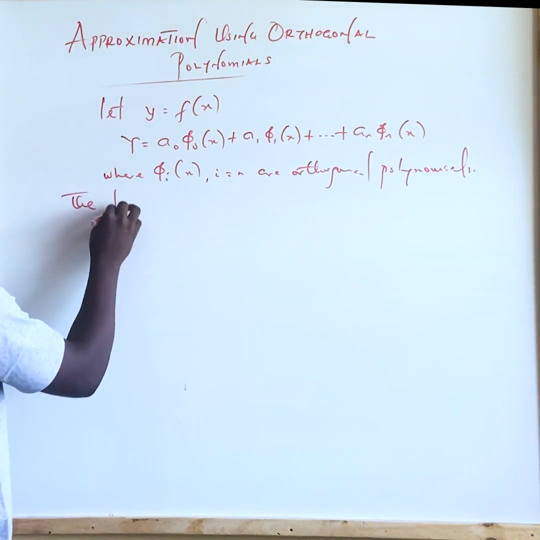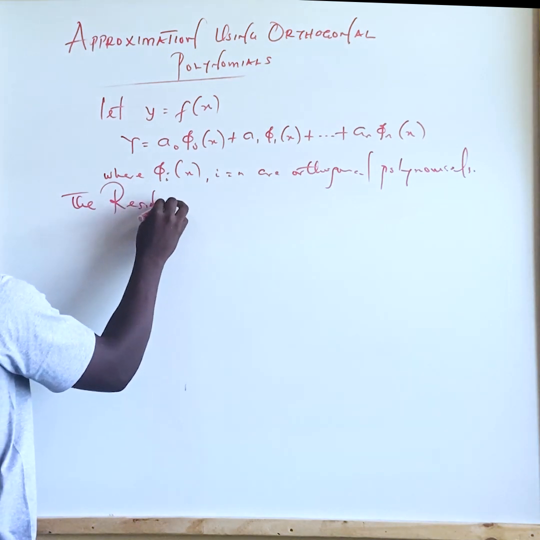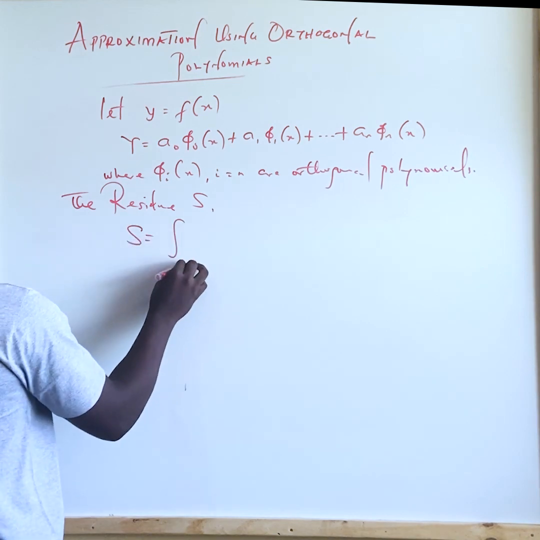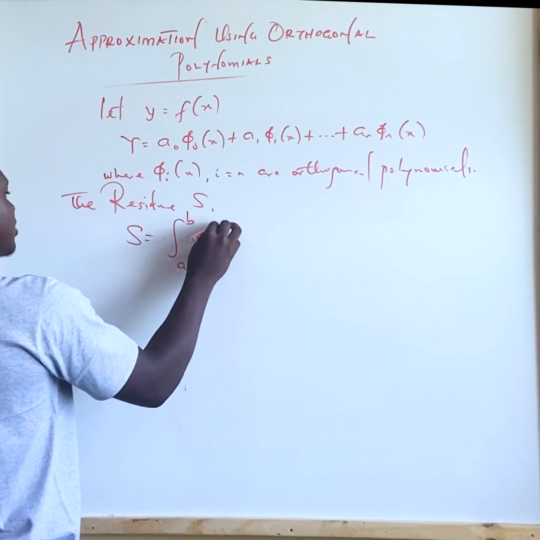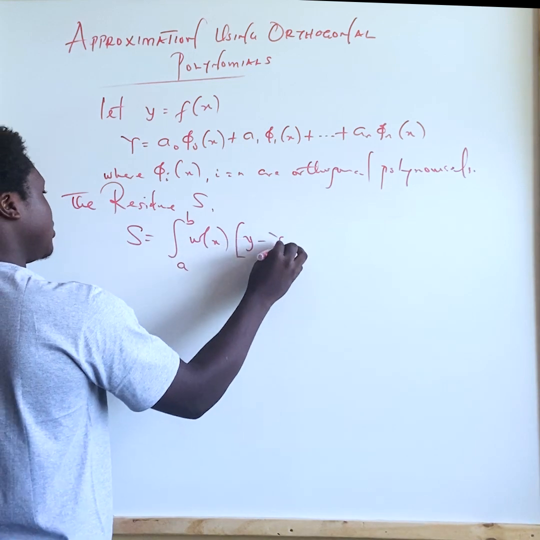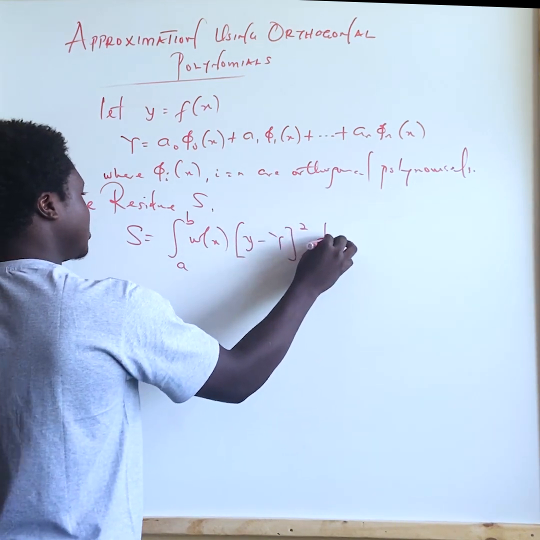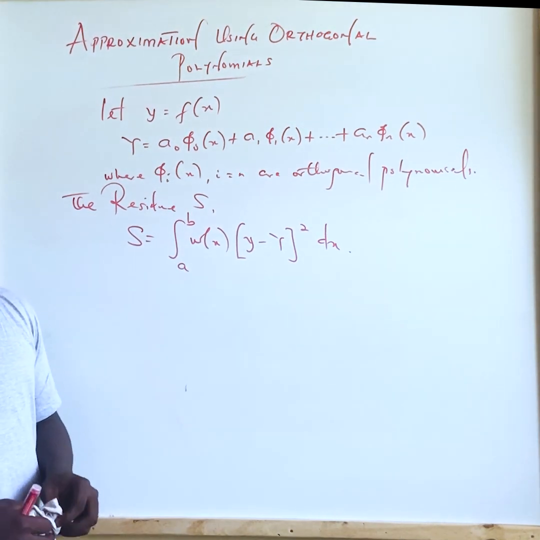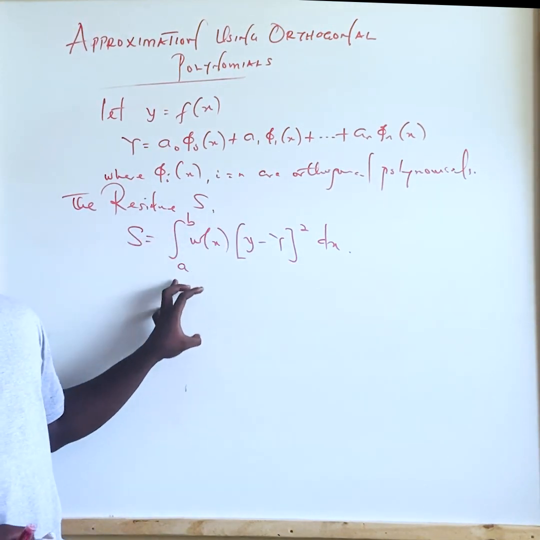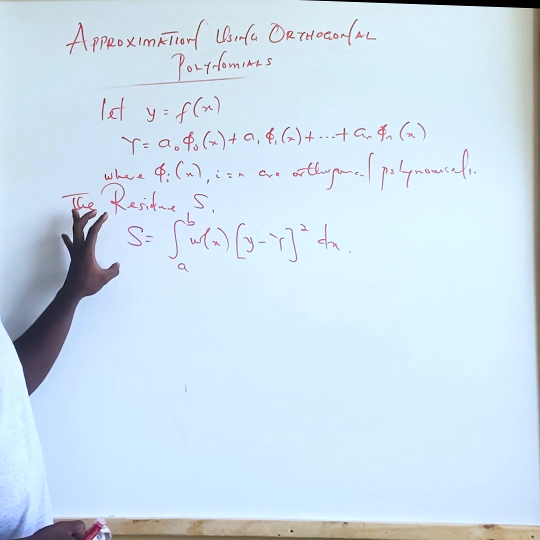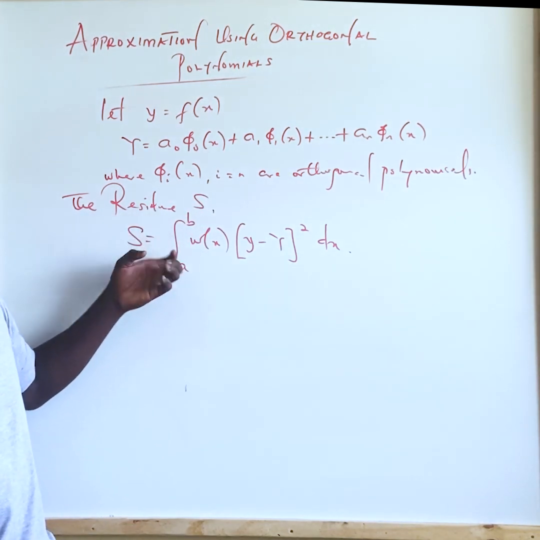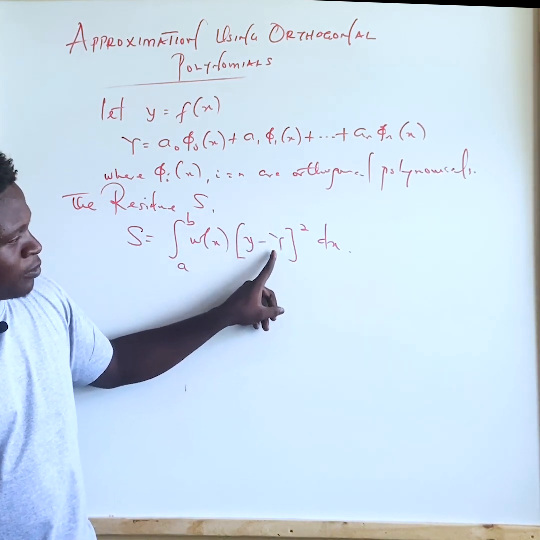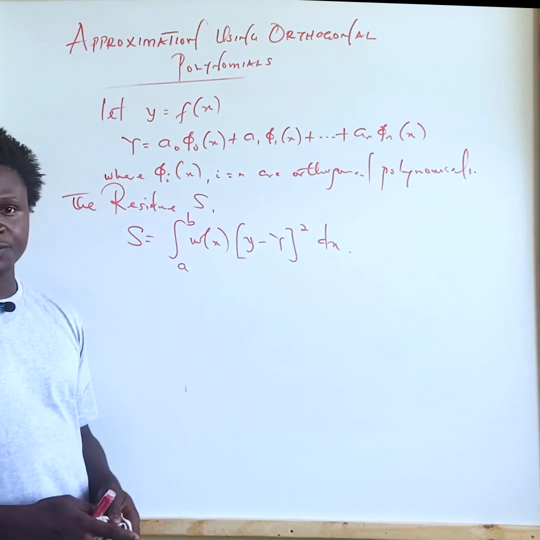Okay, so the residue of this function, the residue s, is given as s equal to the integral from a to b of omega x times (y minus capital Y) all squared dx. Remember, we said that polynomials can only be orthogonal to each other if there is a weighting function over an interval a to b. So your residue is given as the integral a to b of that weighting function times y minus the polynomial we want to approximate it to, to power 2, dx.